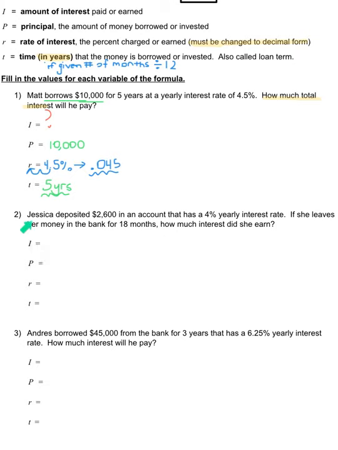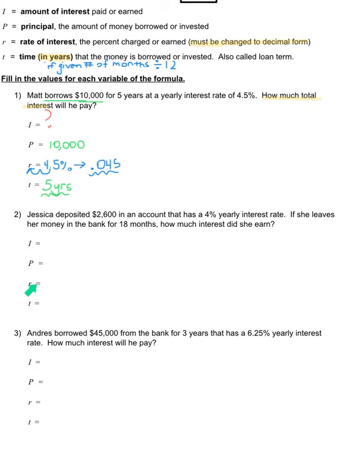Moving on to number 2. Jessica deposited $2,600 in an account that has a 4% yearly interest rate. If she leaves her money in the bank for 18 months, how much interest did she earn? So again, I go through and find what values I am given, and I'm going to fill those in. Like I mentioned before, possibly get the R and the T first.